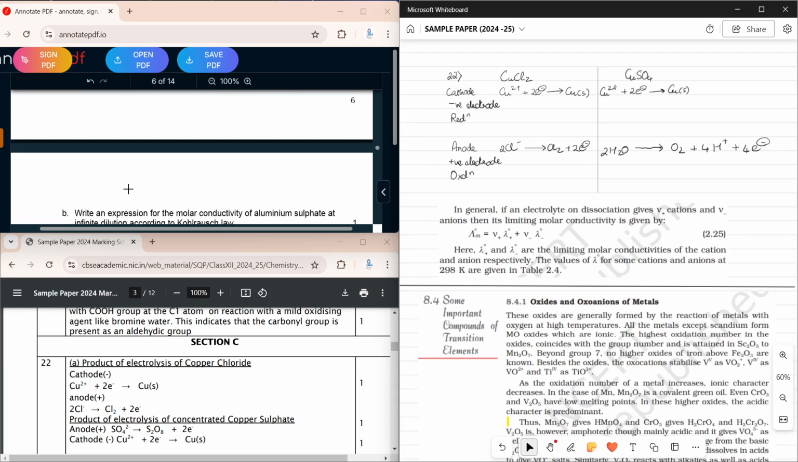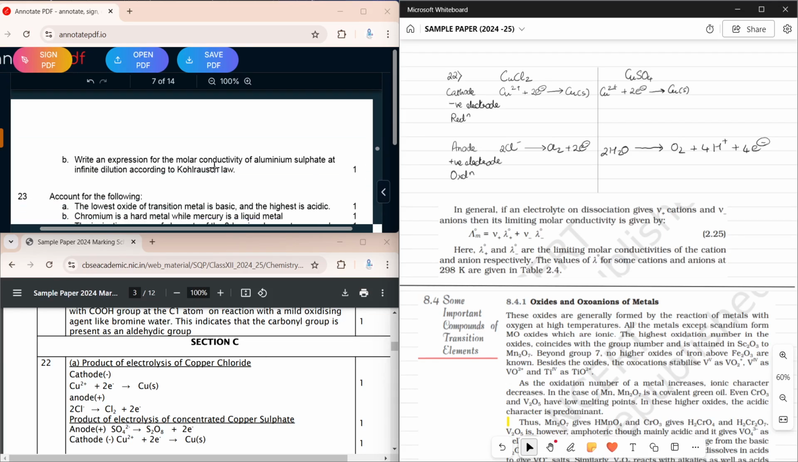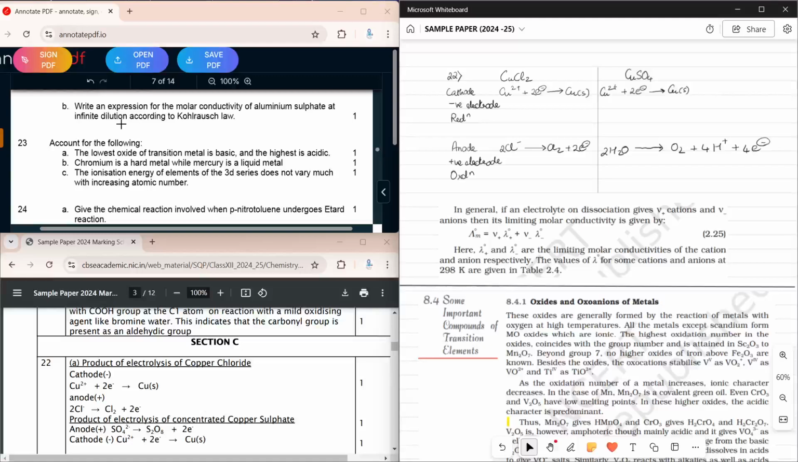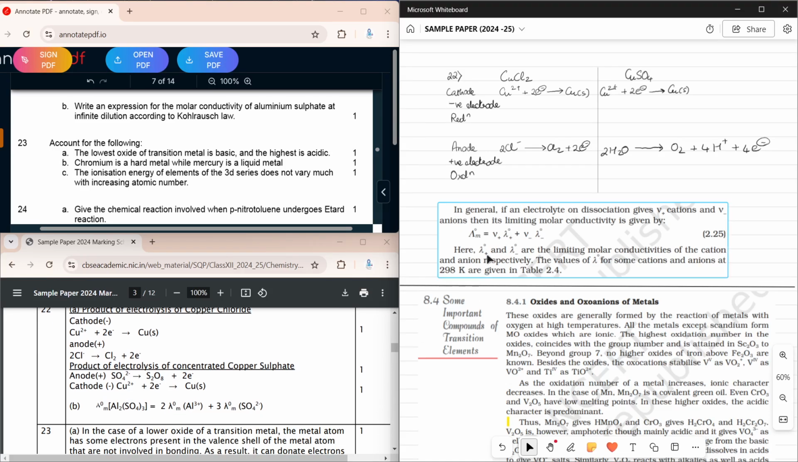The second question under this is, write an expression, and it's 2 marks, right? Write an expression for the molar conductivity of aluminium sulfate at infinite dilution according to Kohlrausch's law. So according to this, you have the dissociation given by v plus for cations, v minus for anions, so you have lambda naught m equals v plus lambda naught plus plus v minus lambda naught minus. So essentially using this equation, we're able to get to this place.